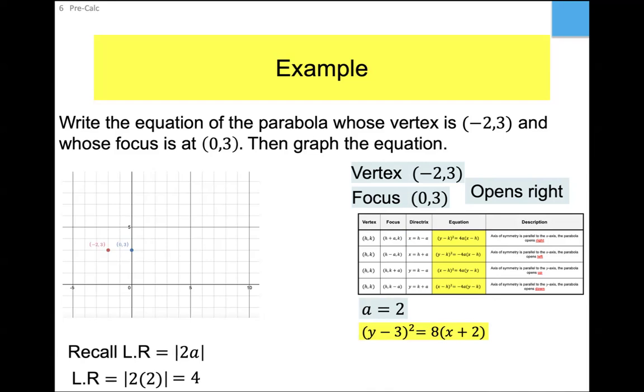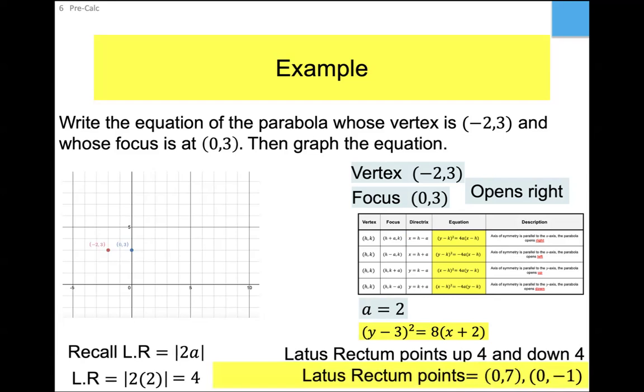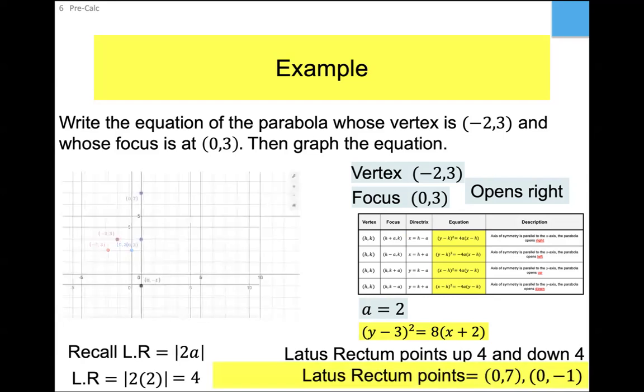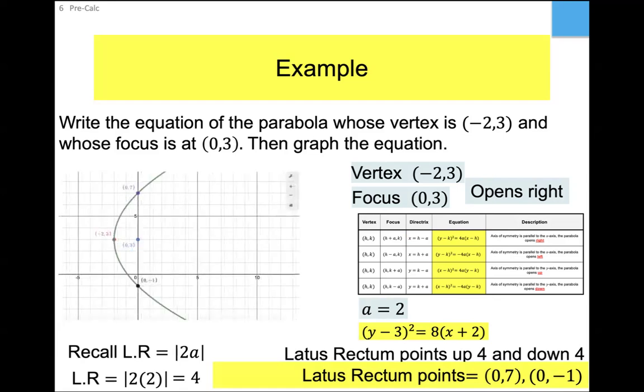So if I go up 4, that's the y values. That 3 there would be 7. And if I go down, that 3 minus 4 would be negative 1. If it asks you what the points are, well, you got to do that. But if it asks you to graph it, then just graph those points, play connect the dots. I just went up 4 and down 4 from the focus.